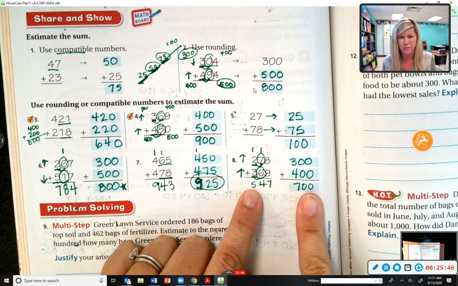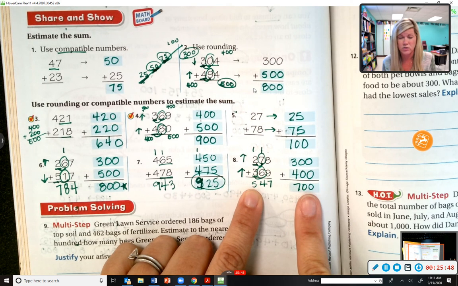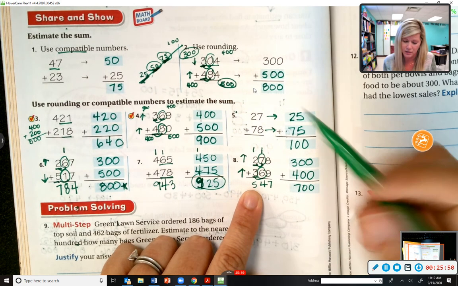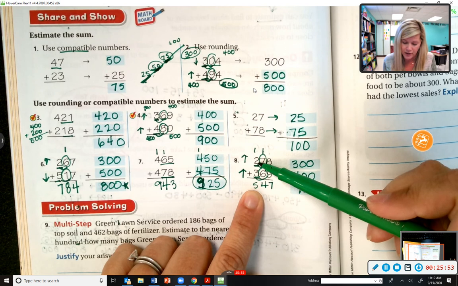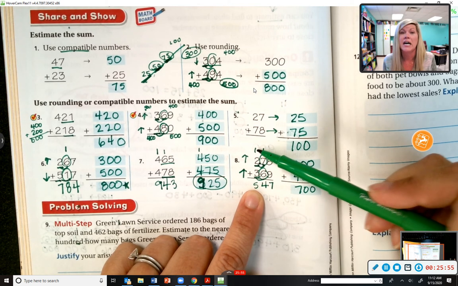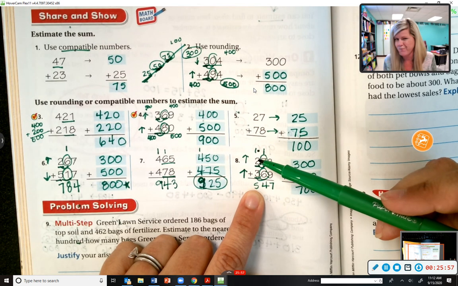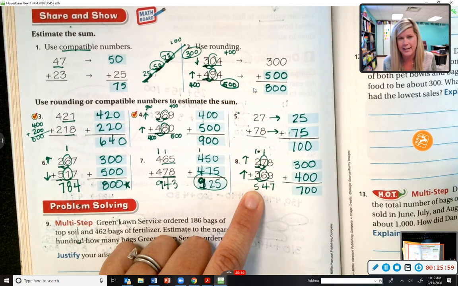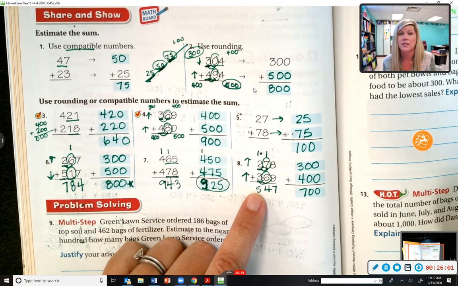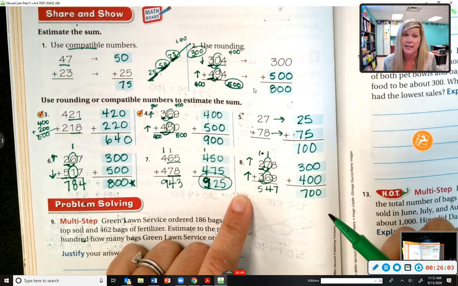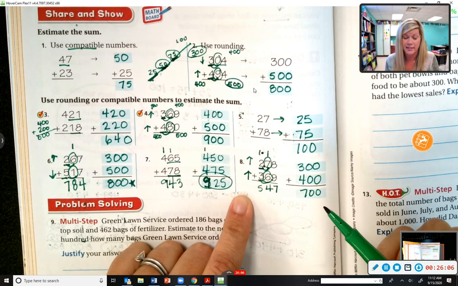Well, 547 isn't really that close, so let's go back and see if I made a mistake. 3 plus 2 is 5. Oh, I did make a mistake, guys. I forgot to add the 1 up top, which happens a lot. That's why we like to estimate to help us check our answer.